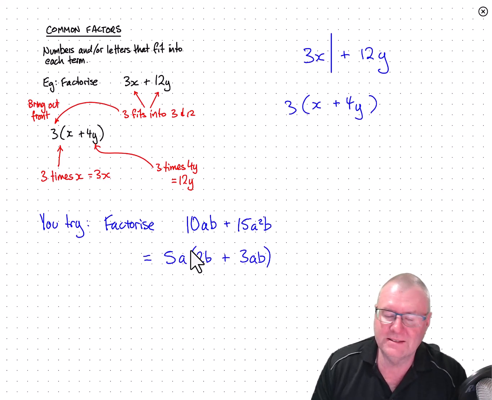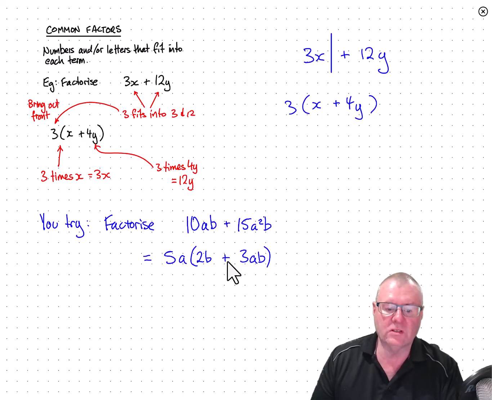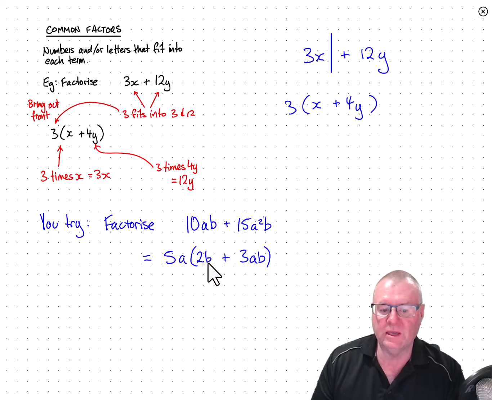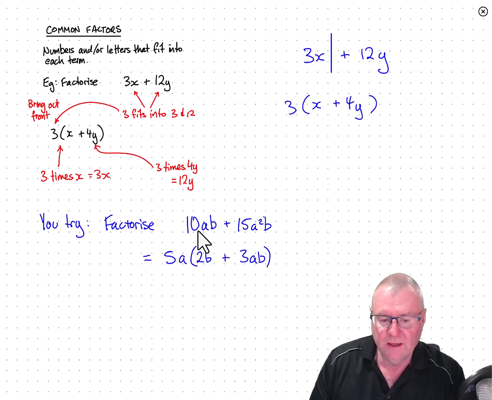But are there any letters that are common to both? Well, I can see there's an a here and there's a's here. So I'm going to pull out an a out the front as well, because 5a fits into this and it fits into this. Now we've just got to decide what else we need to multiply 5a by to get back to our original pieces. 5 times 2 gets me my 10, and I've got ab, so I need to have a b here, so that if I multiply 5a by 2b, I'll get back to my 10ab.